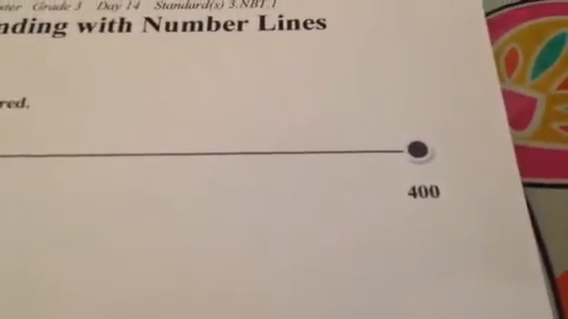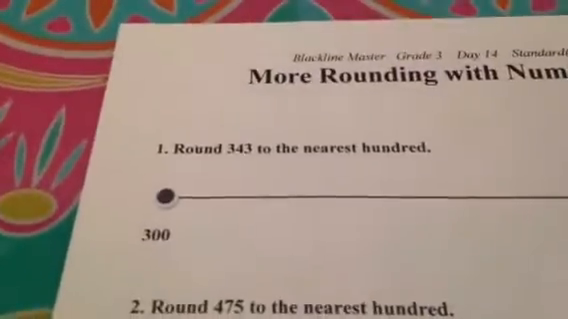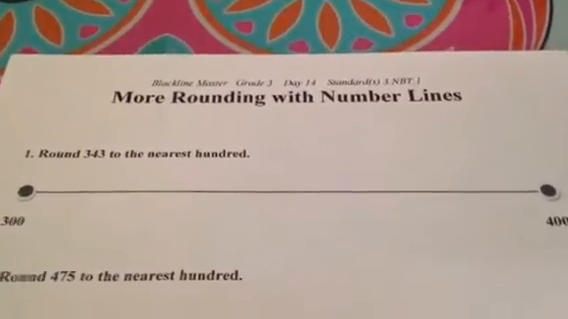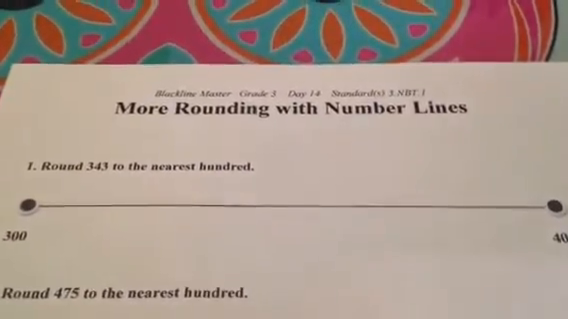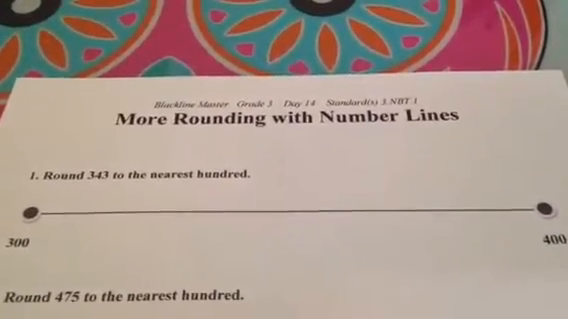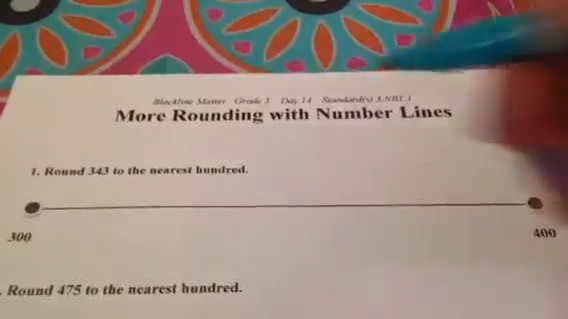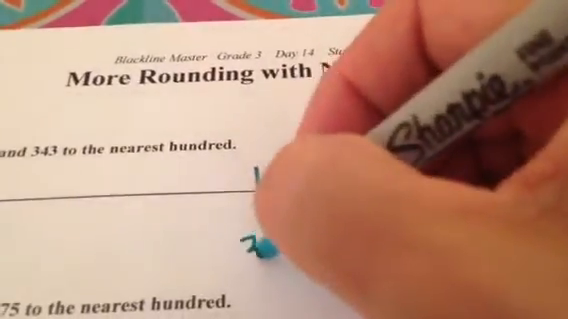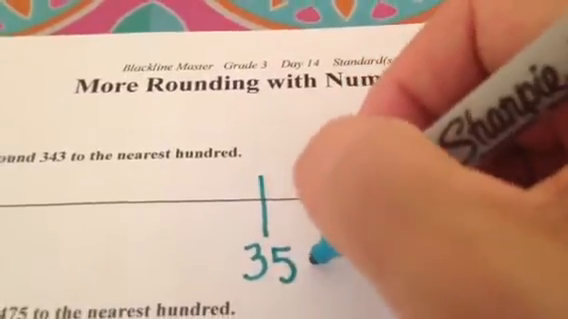I have a 300 as a benchmark number here, a 400 as a benchmark number here. So I look at the number 343 and I say to myself, where on this number line is 343? Well, in my head, I'm first going to figure out what is halfway between 300 and 400, and I know that is 350. So I'm going to go halfway on this number line and write 350.